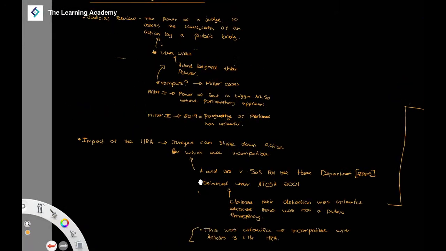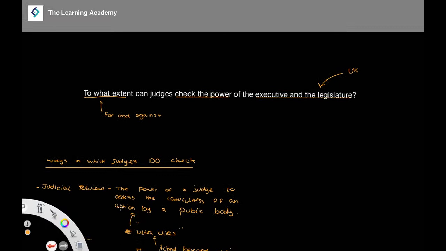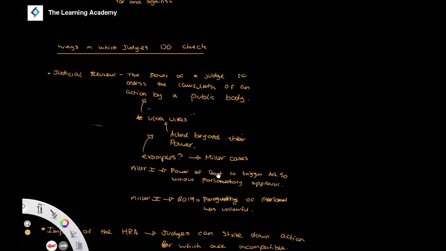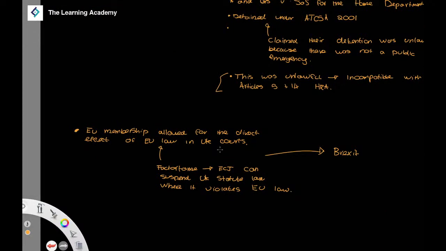I think for any question like this, to what extent can judges check the power of the executive and the legislature, you should probably come down on quite a balanced side. You can always talk about judicial review. You can always talk about the fact that judges can prescribe that public authorities, like the government and Parliament, acted beyond their power. You can always talk about human rights and the impact of the Human Rights Act, and you could even still talk about the impact of EU membership and things like the Factortame case.